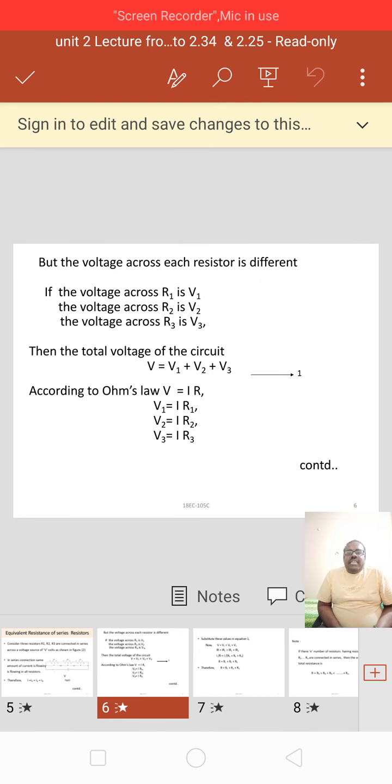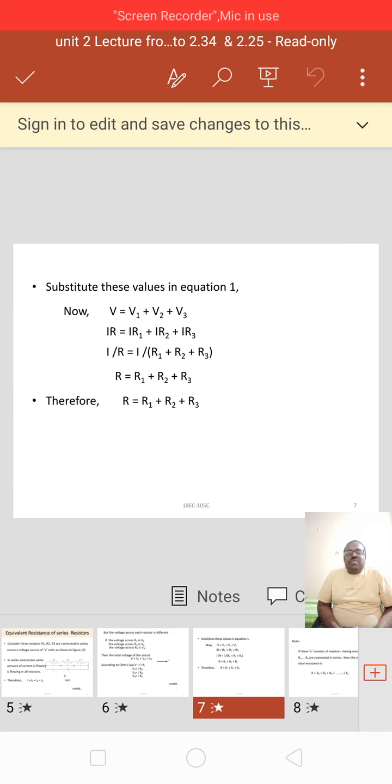But the voltage across each resistor is different. If the voltage across R1 is V1, across R2 is V2, and across R3 is V3, then the voltage of the circuit V equal to V1 plus V2 plus V3. Here the current is the same but the voltages and resistances are different. According to Ohm's law, voltage equals the product of current and resistance. So V1 equal to I into R1, V2 equal to I into R2, V3 equal to I into R3.